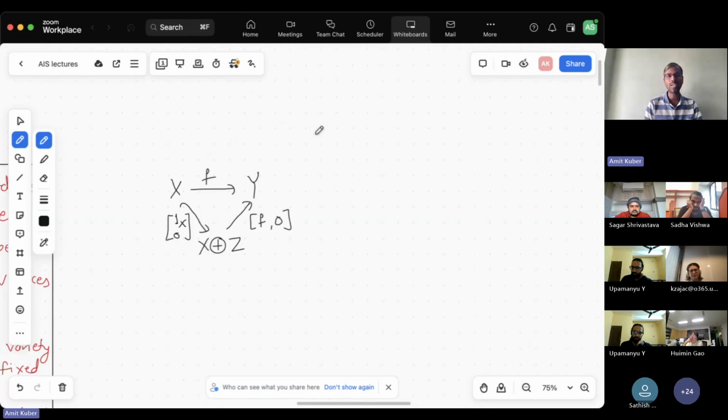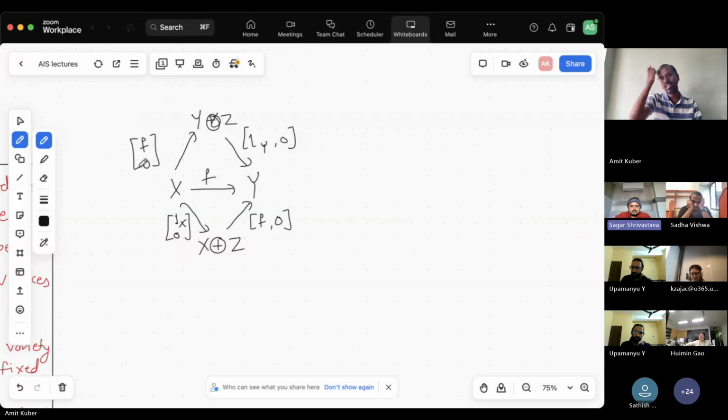And similarly, it also factors like this for any z. You have y direct sum z, and this is the identity on y and 0. And here you have a map which is f and 0. So as you can observe, this one is a split mono and this one is a split epi. These factorizations always exist for any z. This is what I'm talking about. Any other questions?